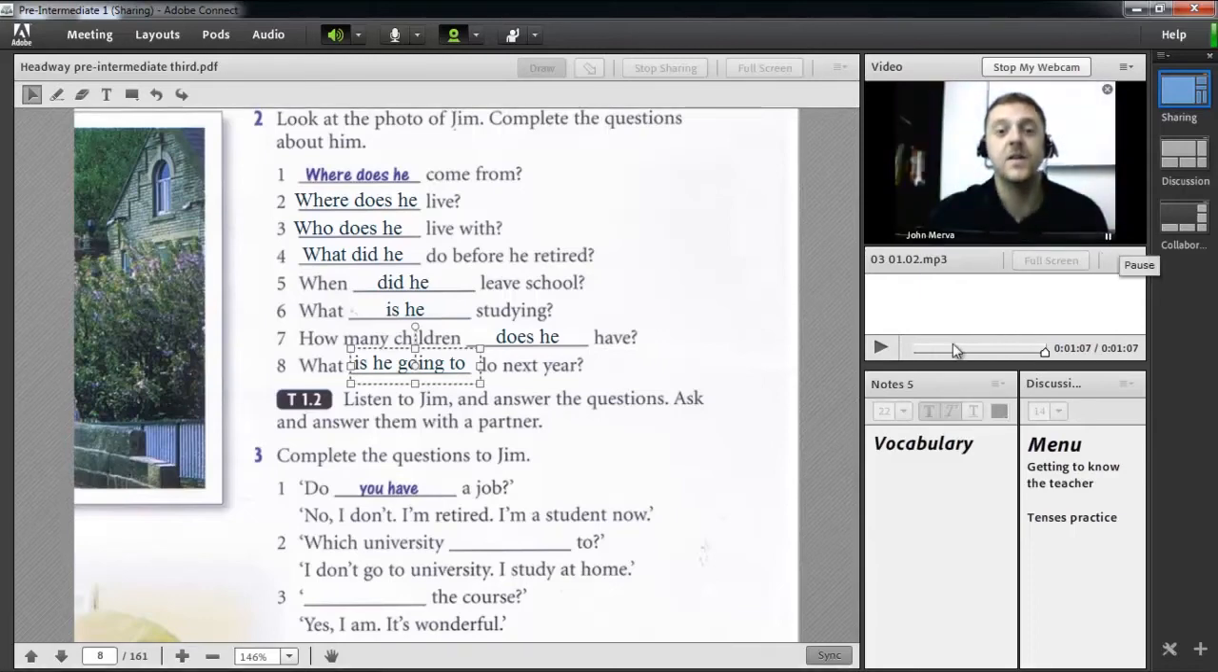If you need to hear the recording again, please do ask your teacher to play it for you. If you're finished listening to the recording, then please check your answers in your pairs.